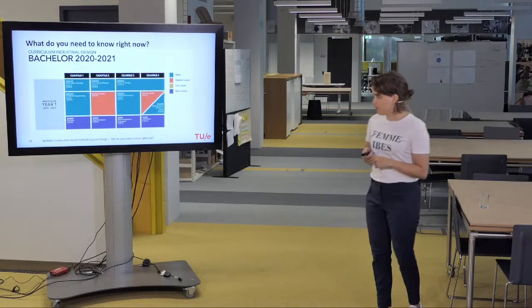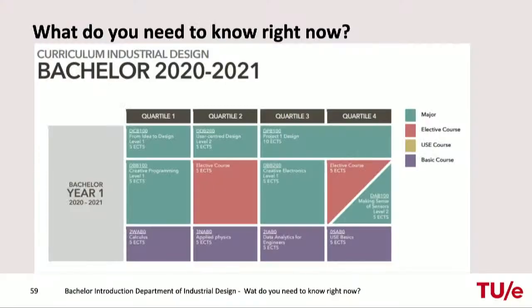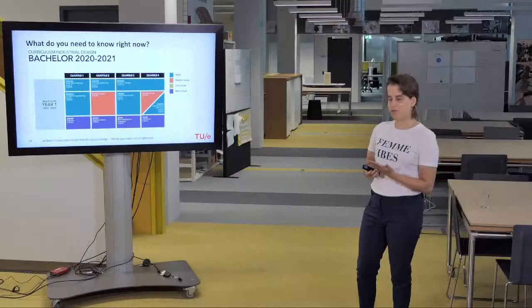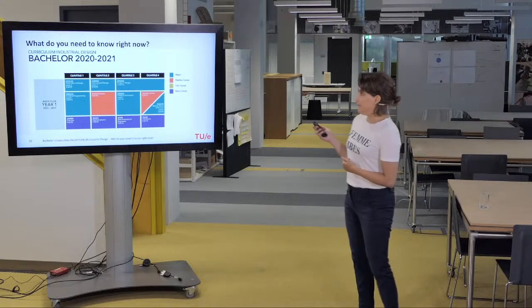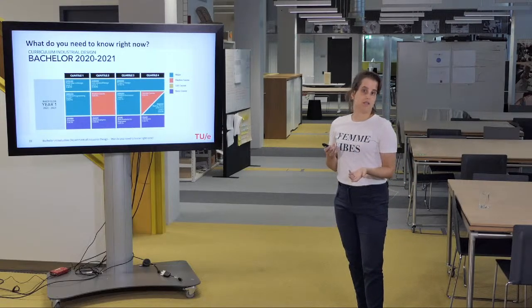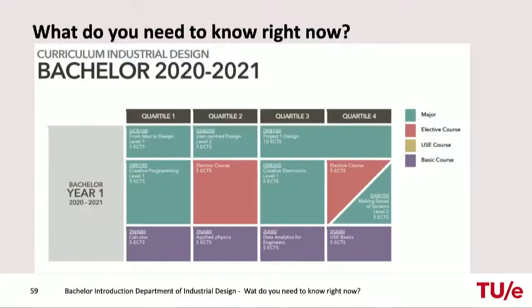So what do you need to know right now? This is an overview of your first year of your bachelor. As you can see, there are several major courses, a few opportunities to choose an elective, and also several basic courses that you have to follow. These basic courses are courses that not only you will follow, but also all our TU/e students. It's a basis for every education that we offer in the bachelor. The major courses belong to our industrial design department itself. And of course, electives, you can choose from our department or from a different department. So that's up to you.